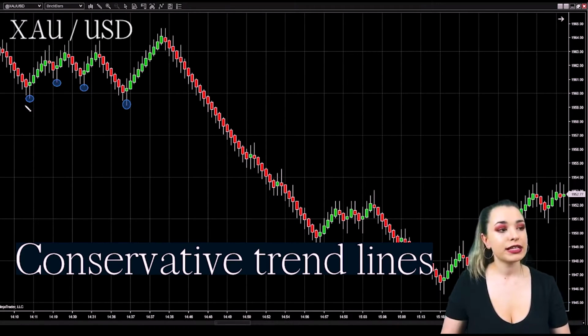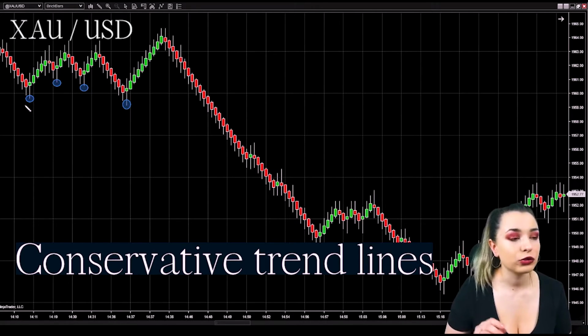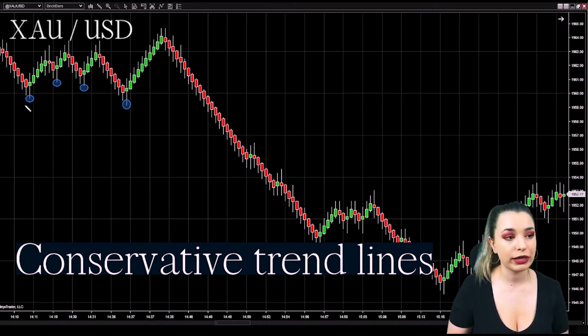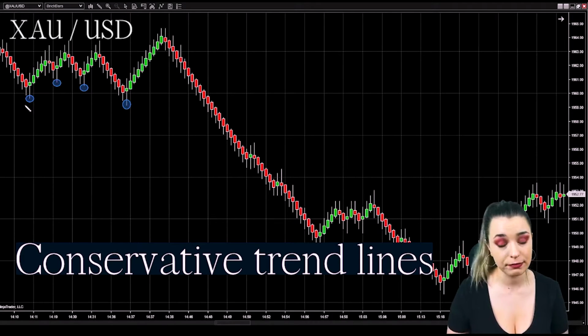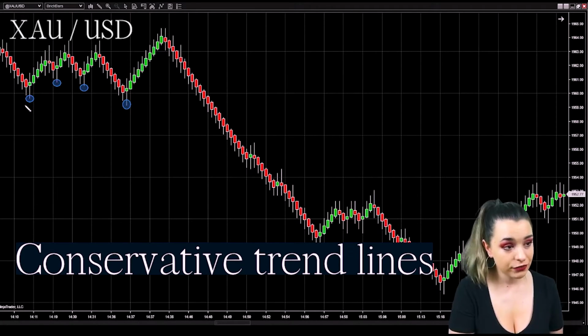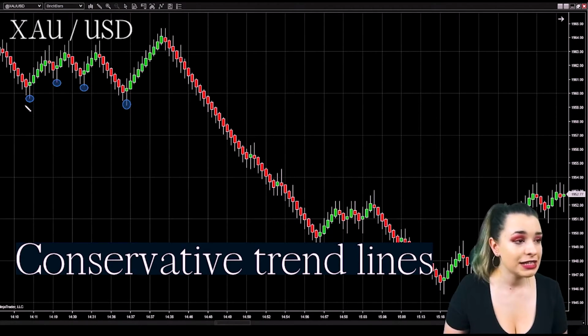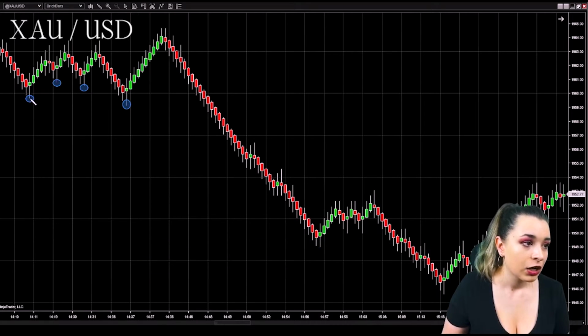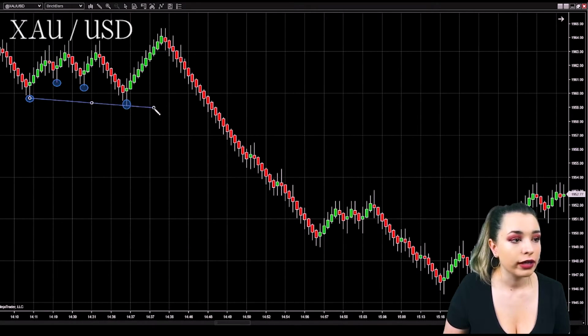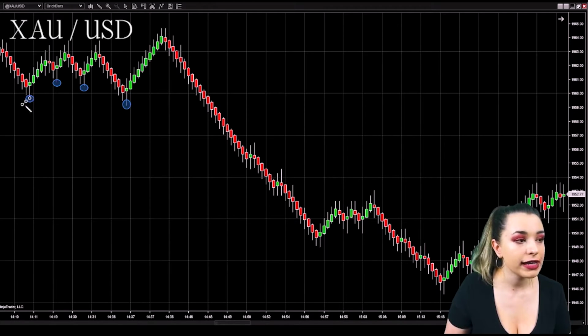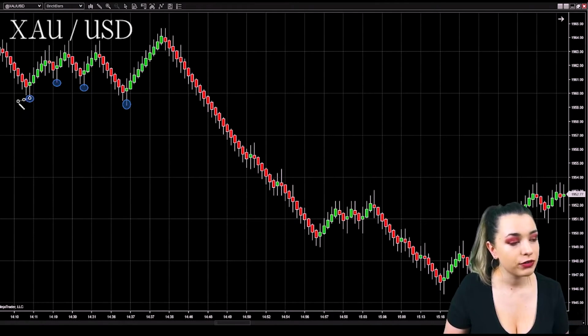Now, in order to understand the other option that we would have in order to identify price action trading patterns, we can look at conservative trend lines, and this is just as easy as drawing a trend line through the highest point, the highest reversal bar, and the next lowest reversal bar. So we would be looking for something like this.